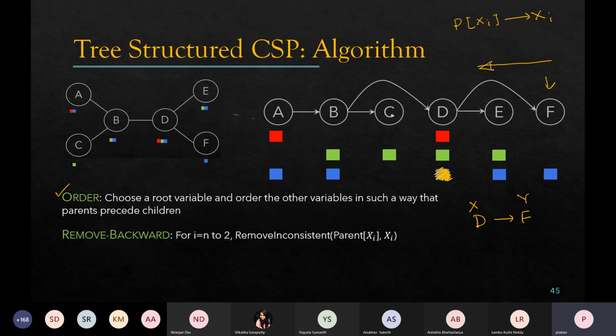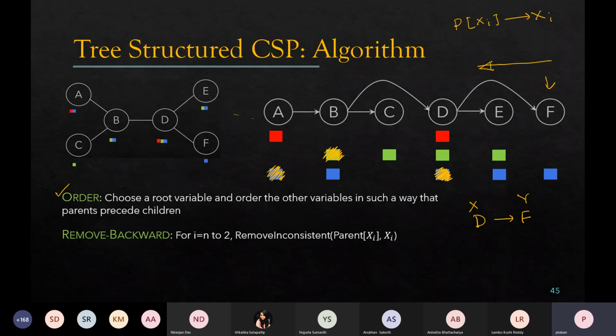Then C. B to C, is it consistent? No. How do we fix it? Remove green from B. Okay, now let us check this node, A to B. Is it consistent? No, I will need to remove. Of course not. So you need to remove blue from here, right? So our backward pass is done, right?